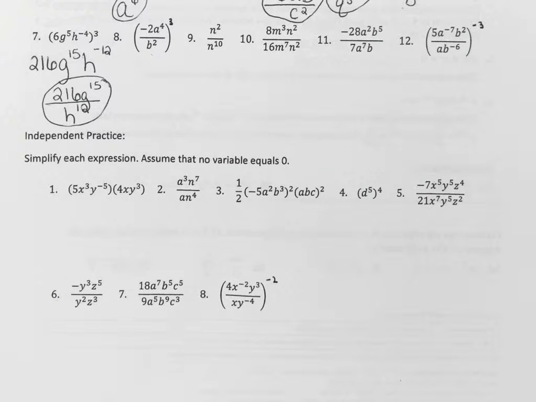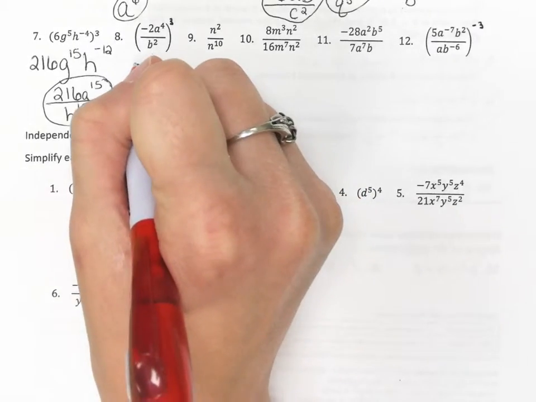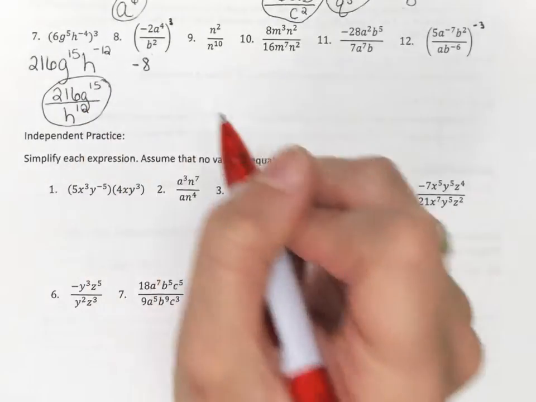Now, please be careful. Negative 2 cubed is negative 2 times negative 2 times negative 2. How much is that? Negative 8. Very good. Negative 8.